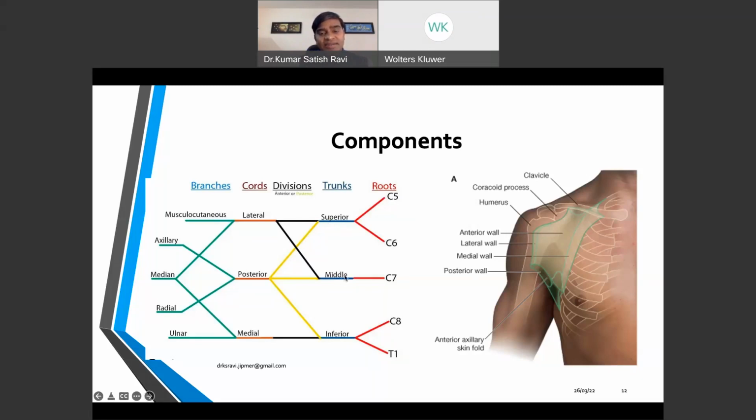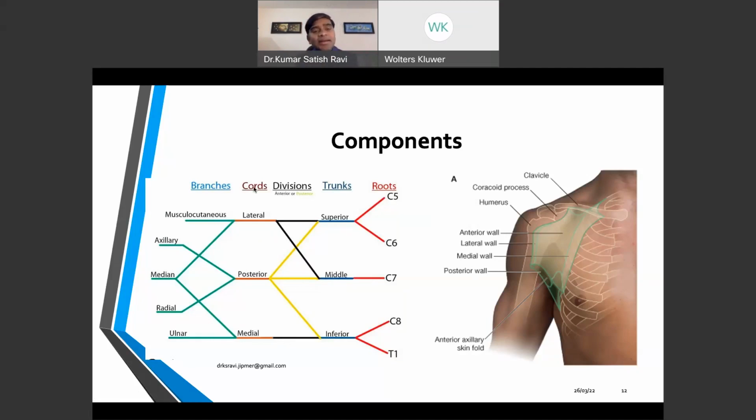Similarly, when you see the middle trunk, it also divides into two. This is the anterior division, the black color, whereas this yellow color that you can see over here is the posterior division of the middle trunk. Similarly, the lower trunk also divides into two, the posterior division and the anterior division. So each trunk divides into two divisions. Now we have roots, trunks, and divisions.